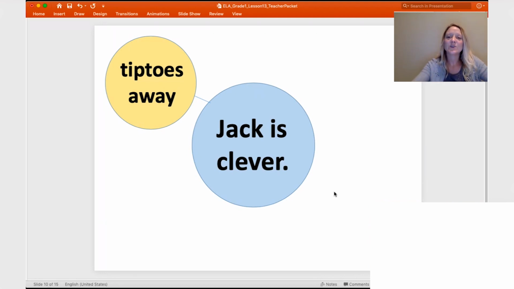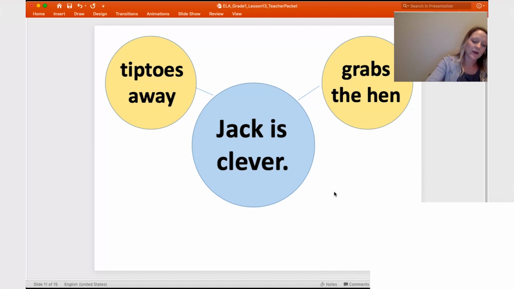So let's go ahead and draw another circle, and we will write grabs the hen. Grabs the hen. We'll do a quick jot. That is a very good detail that tells us he was being super clever by doing that. Now let's keep looking for more details in the story that tell us that Jack is super clever.